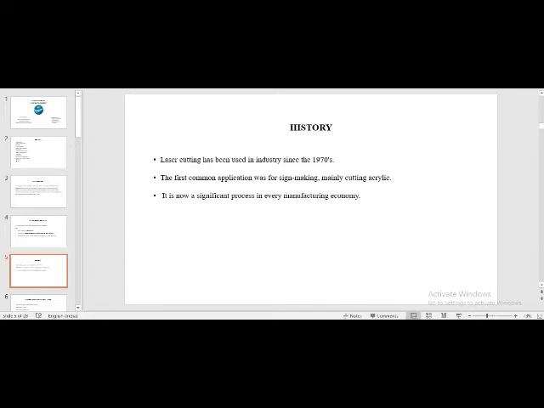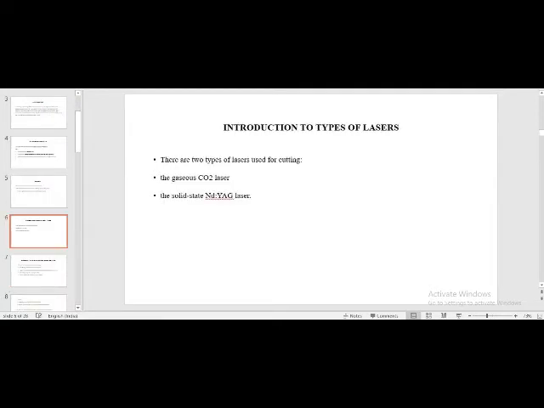History. Laser cutting has been used in industry since the 1970s. The first common application was sign making, mainly cutting acrylic film. So it is really new in the industrial market. The first common application was sign making, meaning a sign was made by using a laser cutting system. It is now a significant process in every manufacturing company. Nowadays, most manufacturers are using laser cutting systems for a better finish and better work.